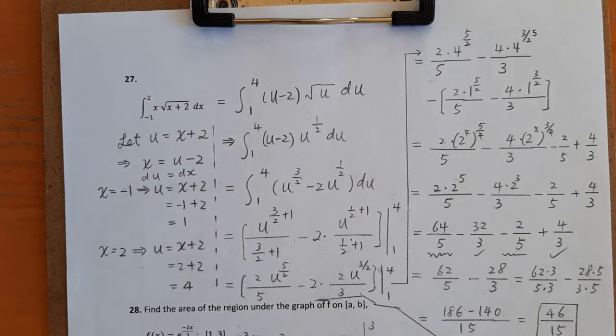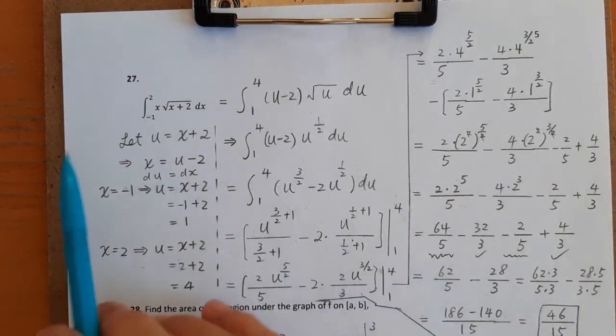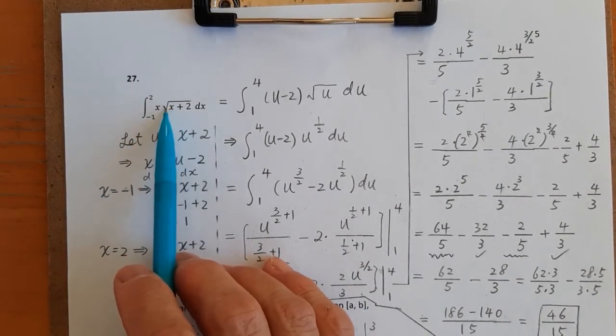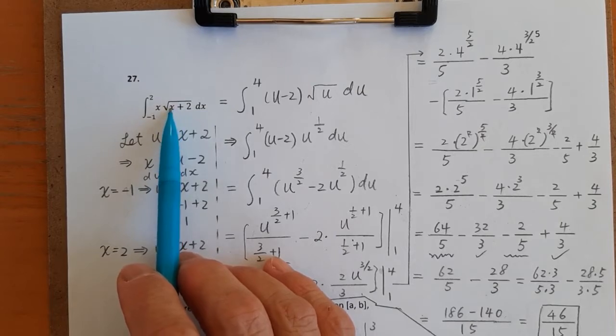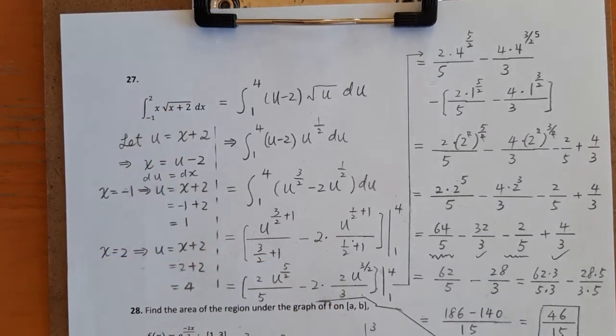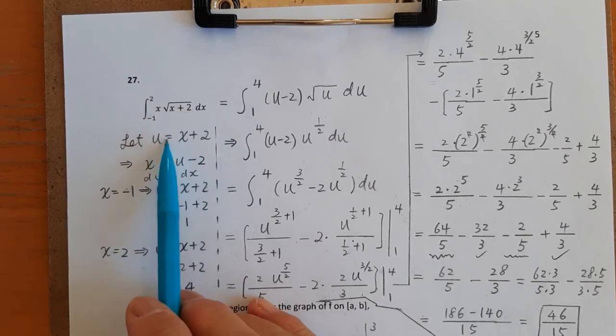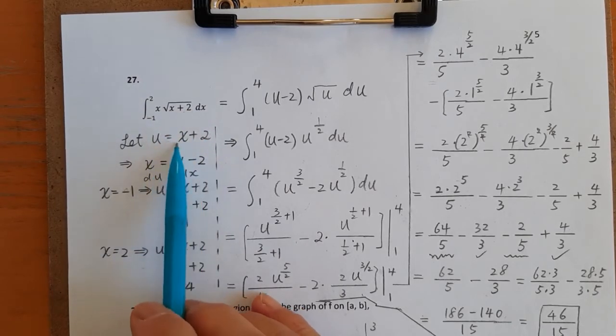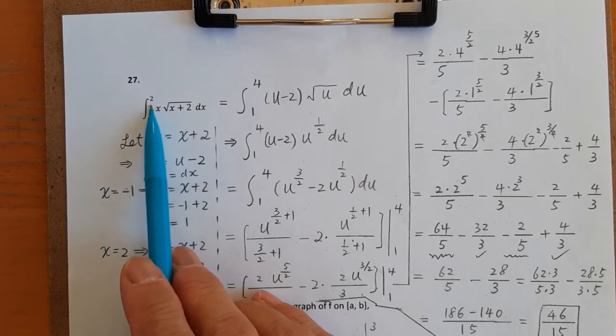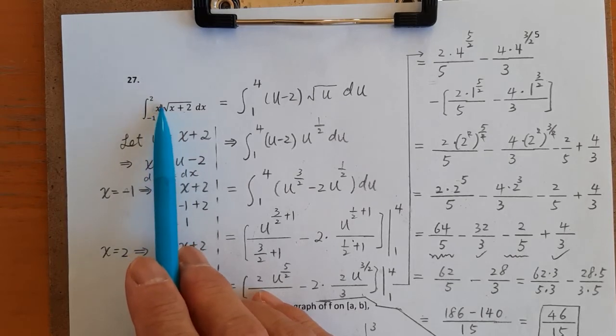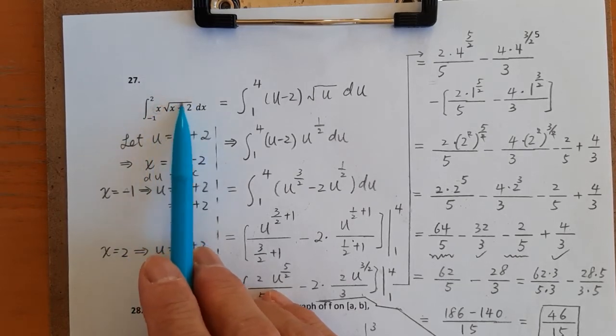Question 27. This one, we observe this question. This is one skill you can learn. First of all, you let u equal x plus 2. Then you solve for x, because here it has x, so you can remove this radical.